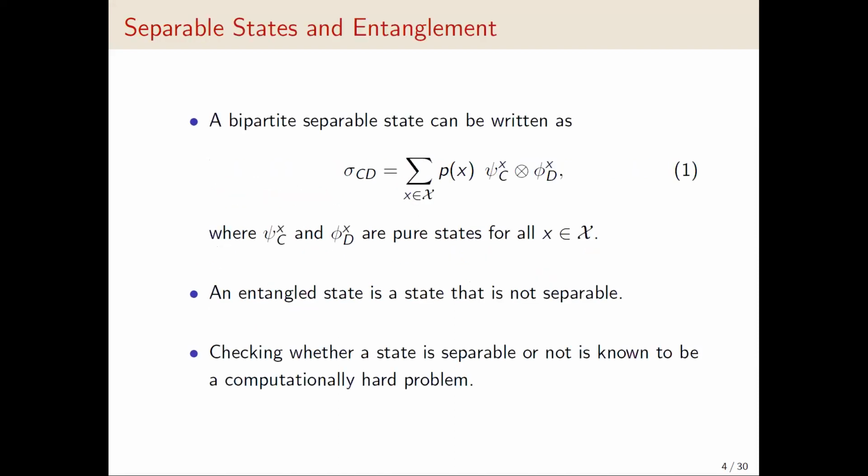For a bipartite state, if it is separable, it can be written as a convex combination of pure states that are product over C and D, as in equation 1. Any state that is not separable is entangled. In general, checking whether a state is separable is known to be a computationally hard problem, hence the broad interest in this problem.